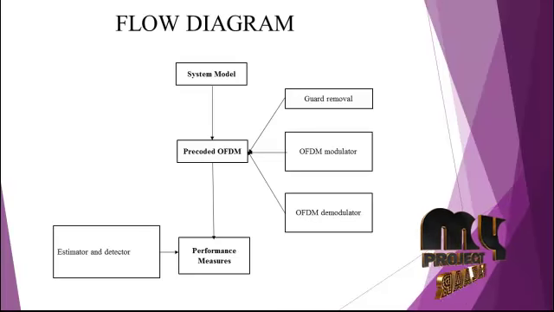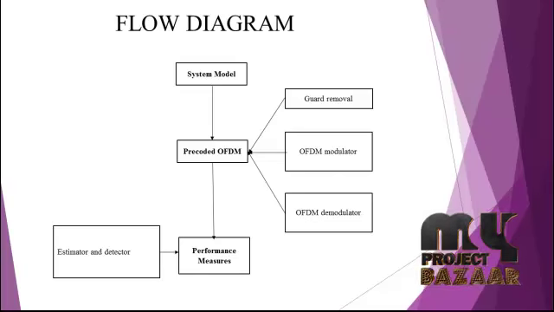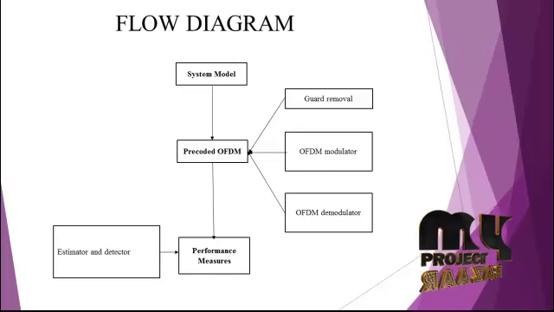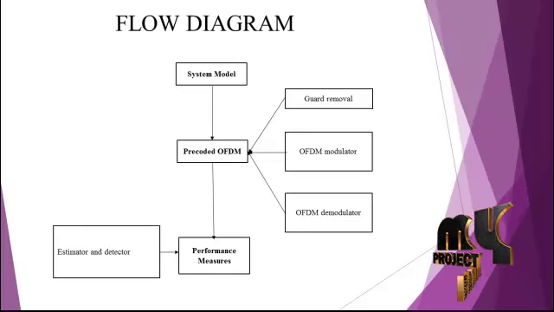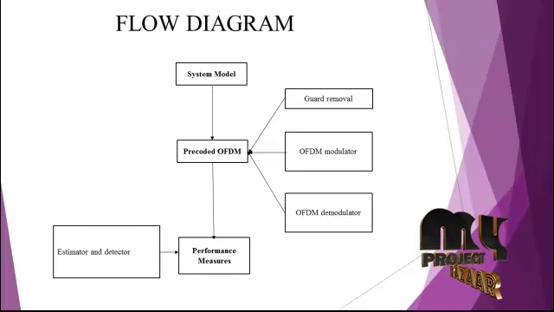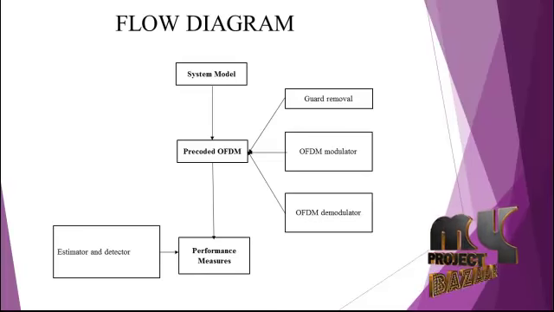First one is code removal of OFDM in bandwidth, second one is the OFDM modulator to modulate the signal, and third one is to apply the demodulator for OFDM. So these three methods are going to precode our signal. So finally we estimate our detected OFDM without code insertion.